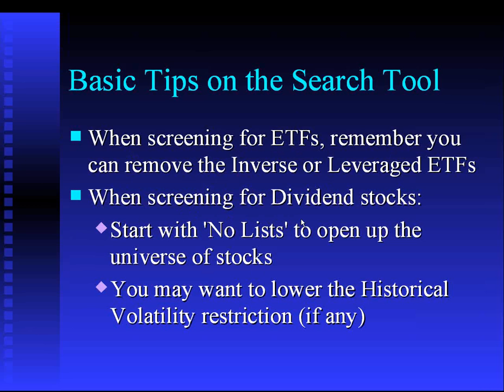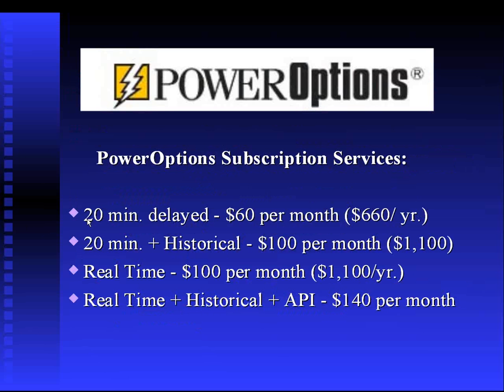And when screening for dividend stocks, it's always best to not use a stock list first. Don't use the S&P 5-star. Don't use the IBD 50. Leave it open. And also, if you're looking for stocks that have at least a 25 or 30% historical volatility, or an HV of 0.3 or greater, you're going to have to lower that down, because a lot of the dividend-paying stocks like Johnson & Johnson, Kraft, things of that nature, typically have a lower historical volatility. Not all of them, but many of them do.